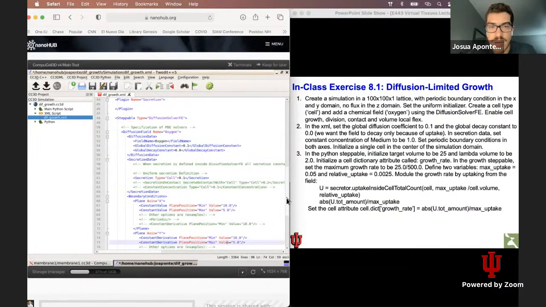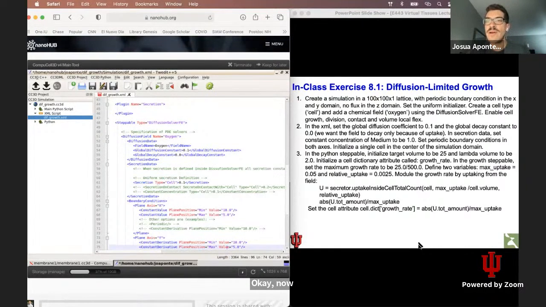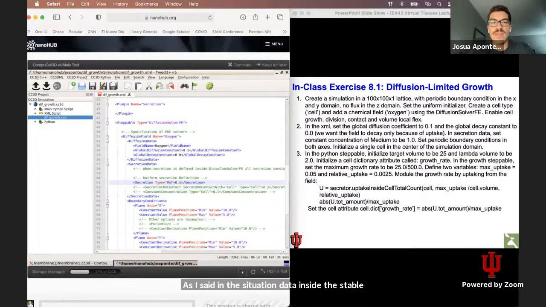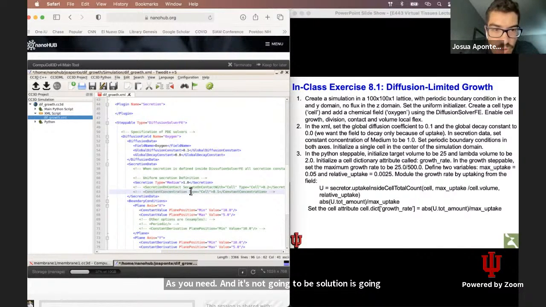Next, since we set the concentration of the field to be 1 due to secretion by medium, this information is also loaded. The secretion data is loaded automatically. As I said, in the secretion data inside the steppable, just make sure to comment it out or modify it as you need. And it's not going to be secretion, it's going to be constant value, constant concentration.